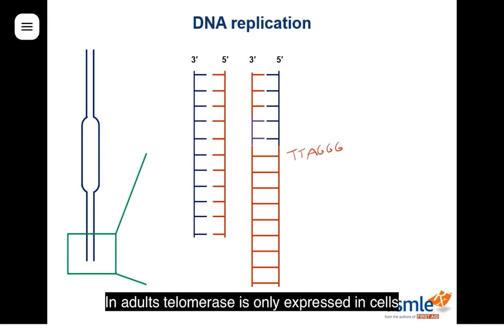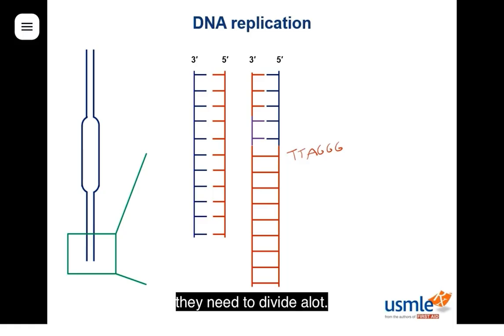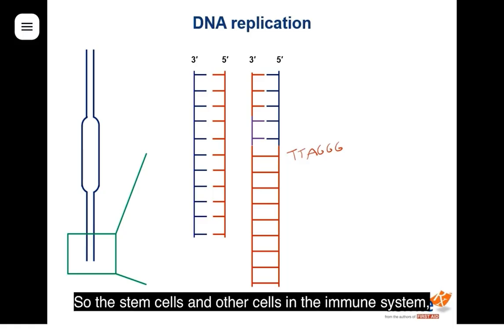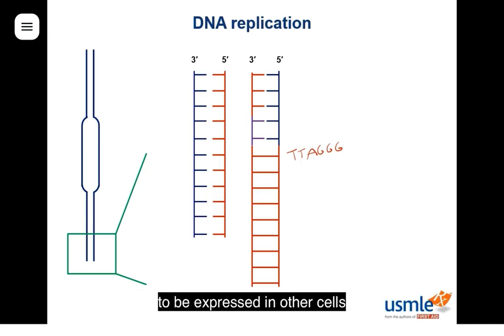In adults, telomerase is only expressed in cells that need to divide a lot, such as stem cells and other cells in the immune system. Although mutations that cause telomerase to be expressed in other cells are one of the things that are necessary for a neoplastic transformation, since without telomerase, even cancer cells will lose the ability to divide after a while.